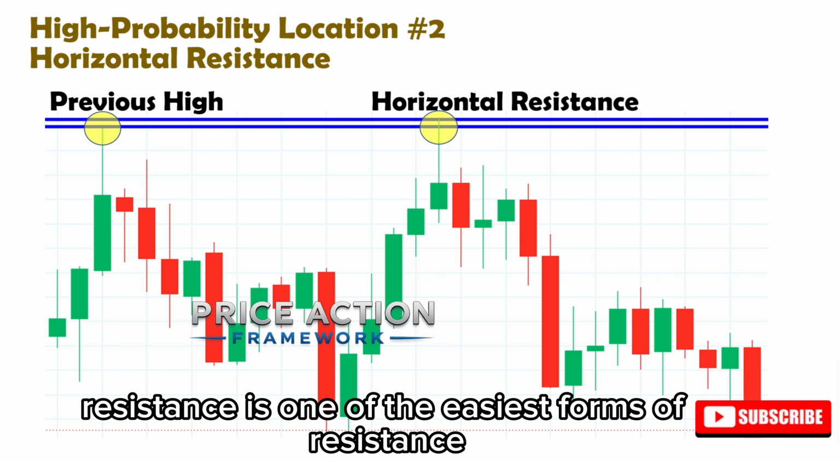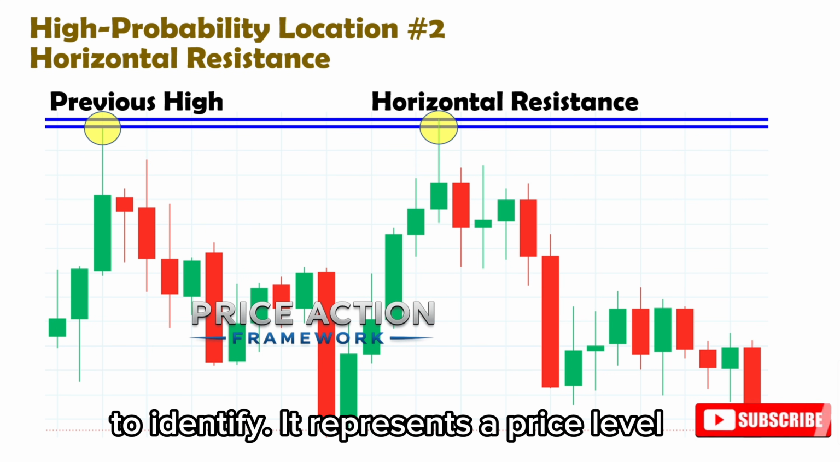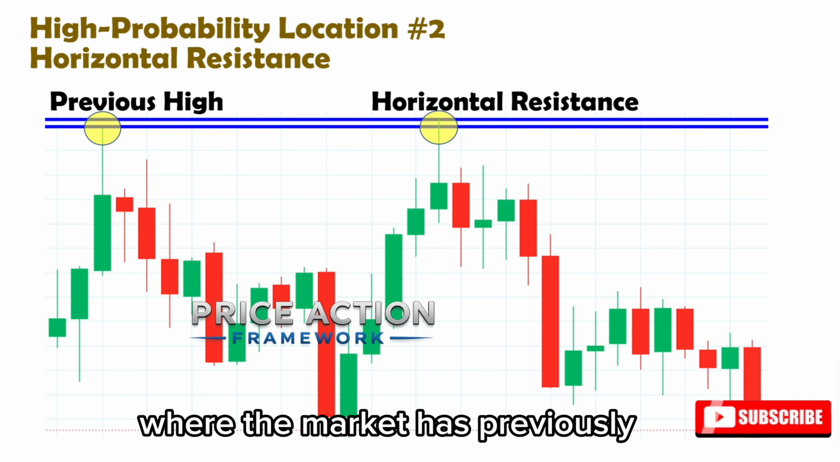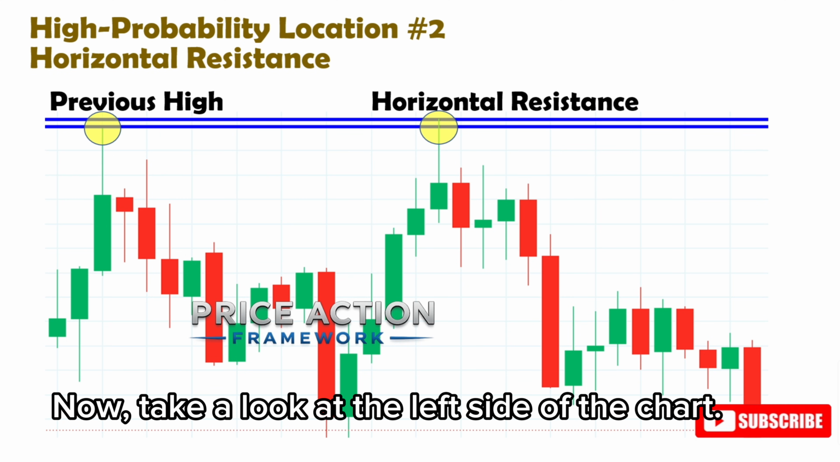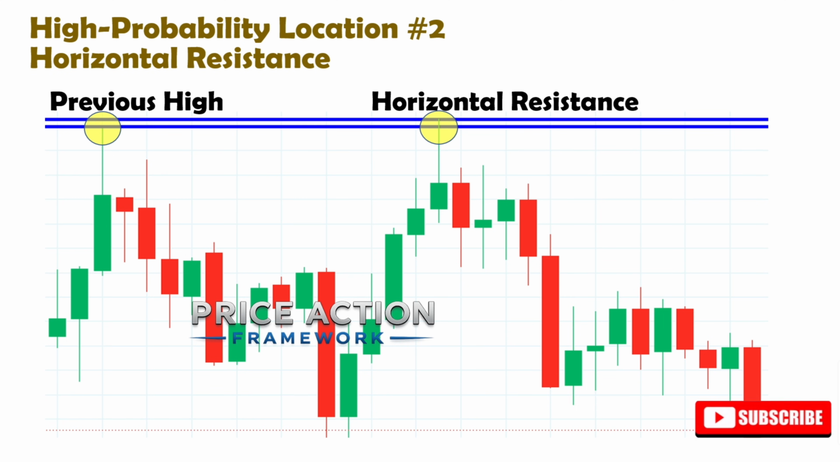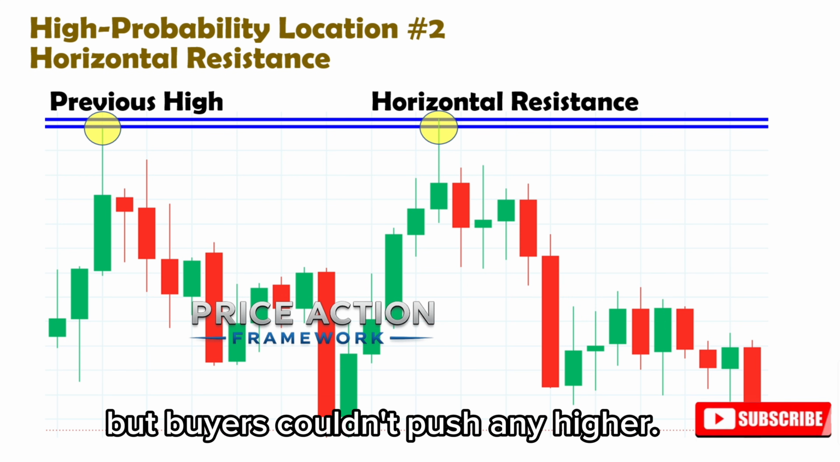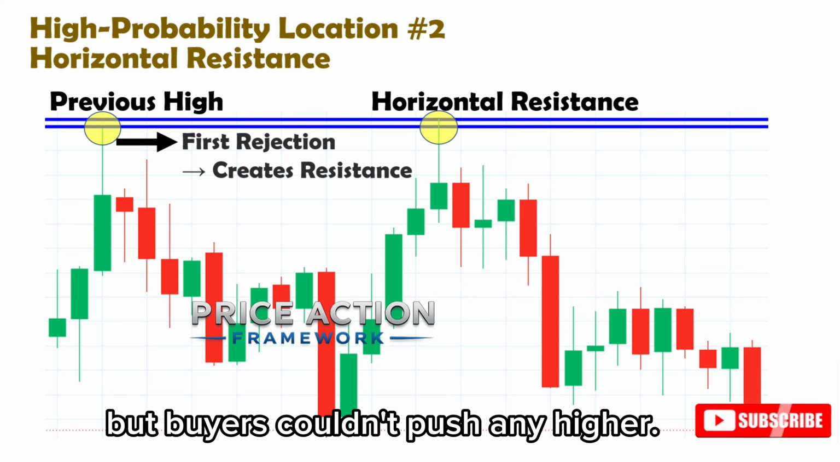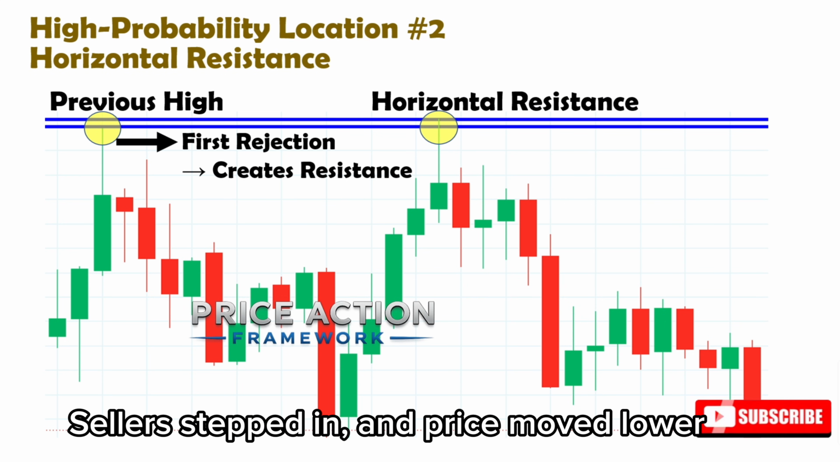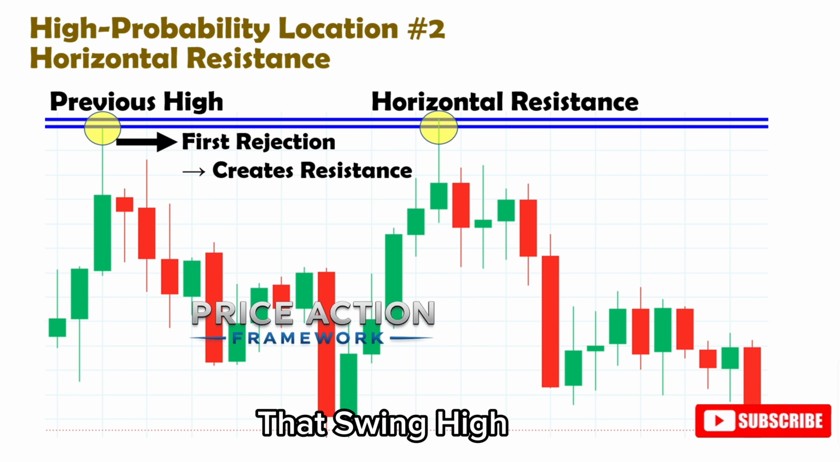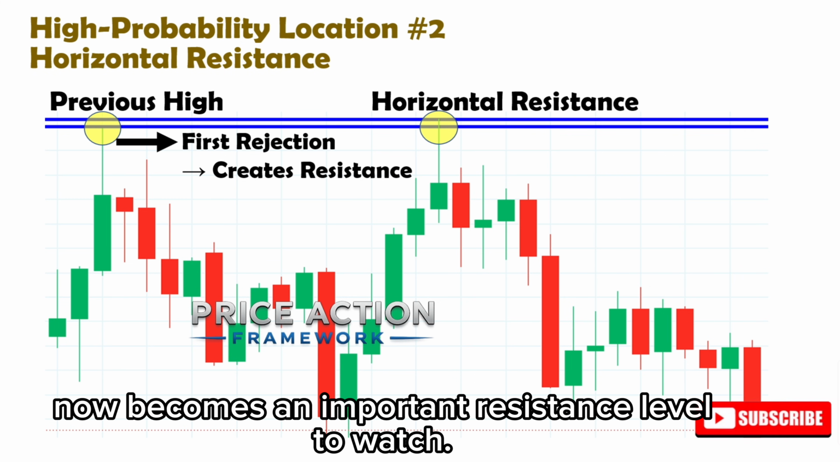Horizontal resistance is one of the easiest forms of resistance to identify. It represents a price level where the market has previously struggled to move higher. Now take a look at the left side of the chart. Price rallied into this area, but buyers couldn't push any higher. Sellers stepped in, and price moved lower. That swing high now becomes an important resistance level to watch.